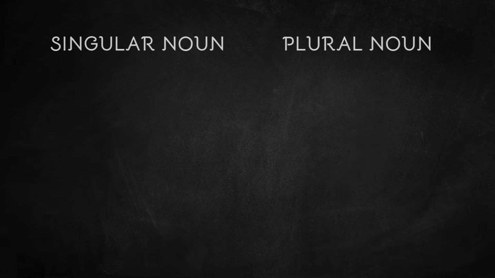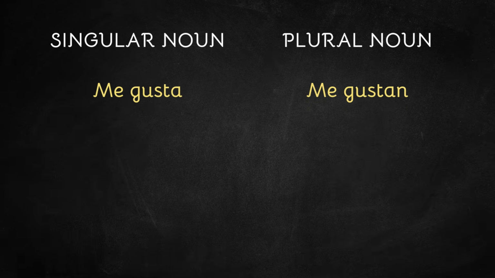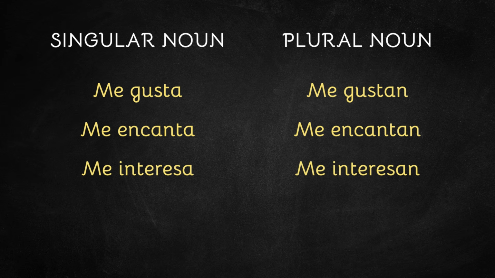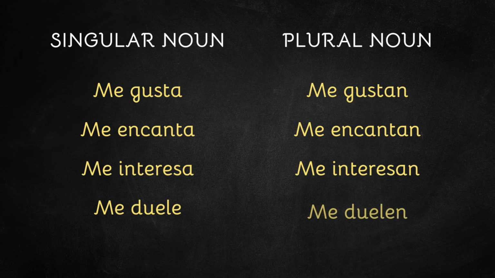But other verbs that are used like this are encantar, which means to love. We either use encanta or encantan based on the nouns. Interesar, to be interested in. Interesa or interesan. Doler, to hurt. Duele or duelen. The word that we'll use depends on the noun, on the thing that we like, on the thing that we love, on the thing that we're interested in, on the thing that hurts.